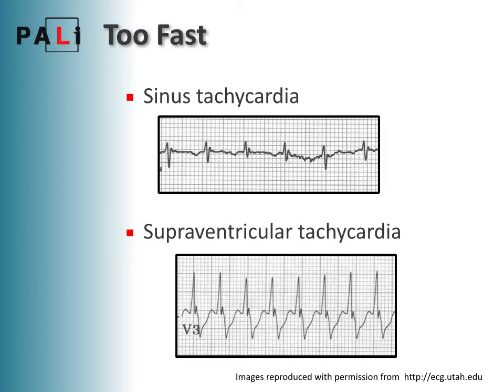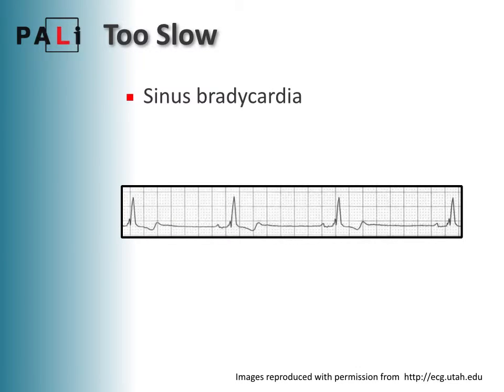If the rate is too fast, usually above 100, this represents a tachycardia. If the normal waveforms can still be seen, such as in the above example, then this is a sinus tachycardia. If, however, there does not appear to be a normal waveform and the below picture is seen, then this is a supraventricular tachycardia. If the rate is too slow, usually below about 50 beats per minute, then this represents a bradycardia. In the below example, the normal waveform can still be seen, so this is a sinus bradycardia.